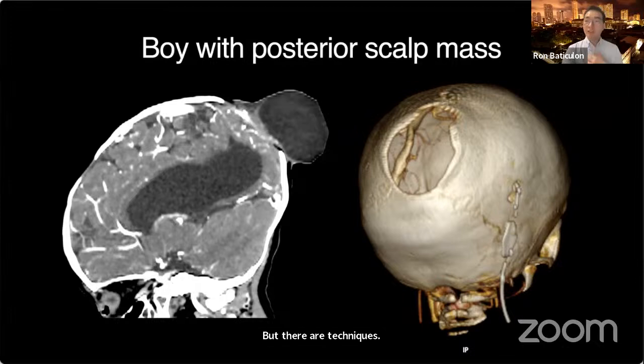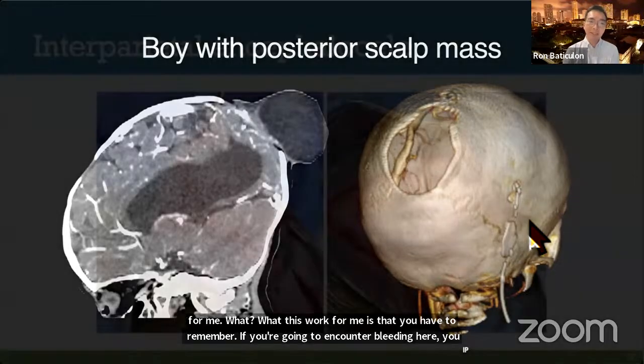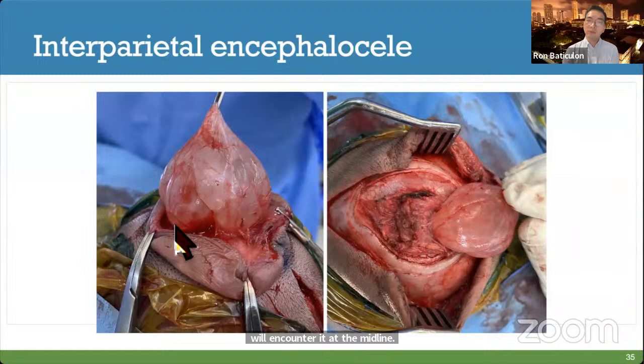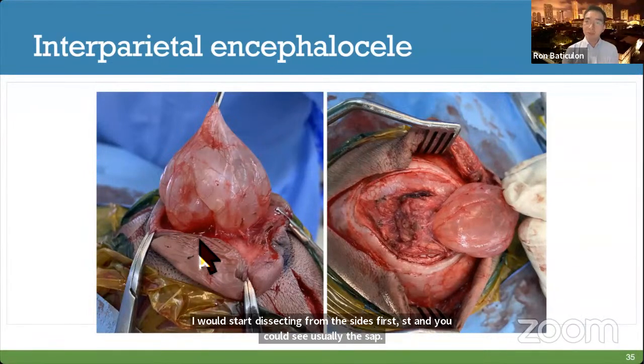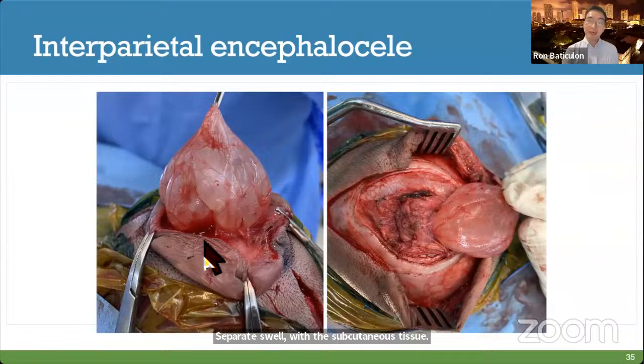What has worked for me is remembering that if you're going to encounter bleeding, you will encounter it at the midline. So whenever I'm doing these cases, this is how we operate. The patient is put in a prone position. I start dissecting from the sides first. Usually the sac separates well from the subcutaneous tissue. You dissect from either side, left and right, and work your way to the midline. By doing that, you ensure that you don't violate the midline early on, where your venous sinuses are.